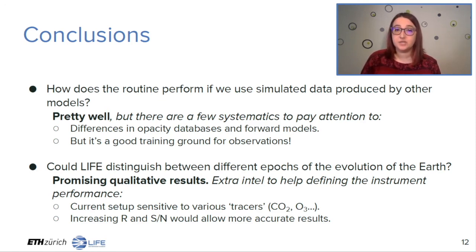There are a few limitations and systematics to pay attention to, but it's important to address and quantify these in order to have more robust results when the actual observed data will have to be retrieved. Most importantly, we learned that the current setup of LIFE can distinguish between different atmospheres, especially when it comes to detecting prominent molecules that could act as tracers of the evolutionary state.